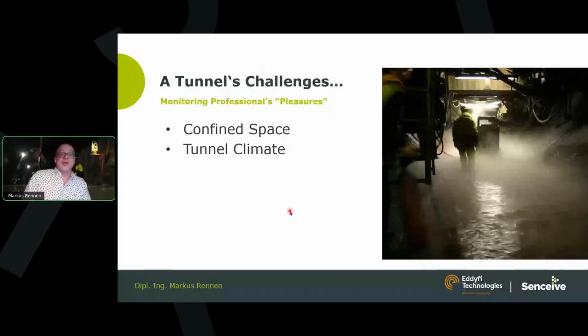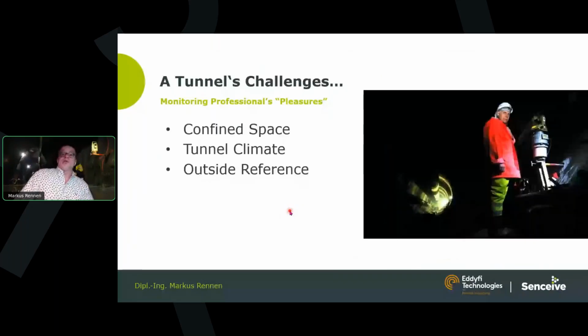We have to deal with the tunnel climate, which is in many cases very challenging, not only in terms of moisture or humidity in the tunnel, with hot water temperatures and machines working, but also in terms of dust, so that, for example, sight in a tunnel is very limited. We struggle with the outside reference.